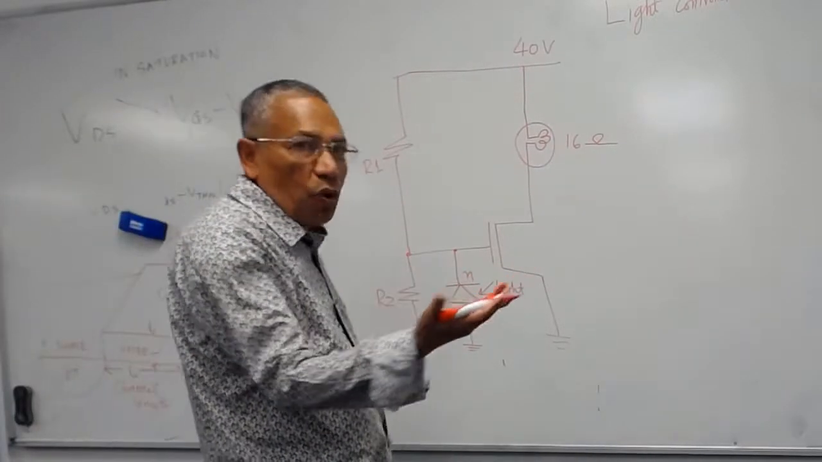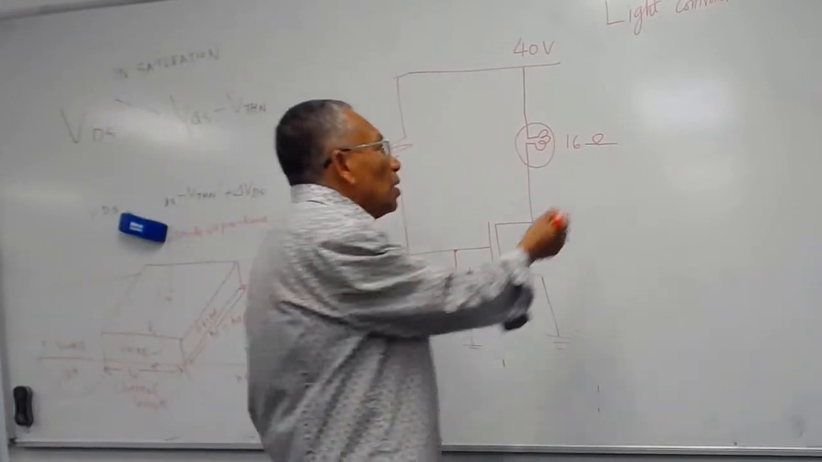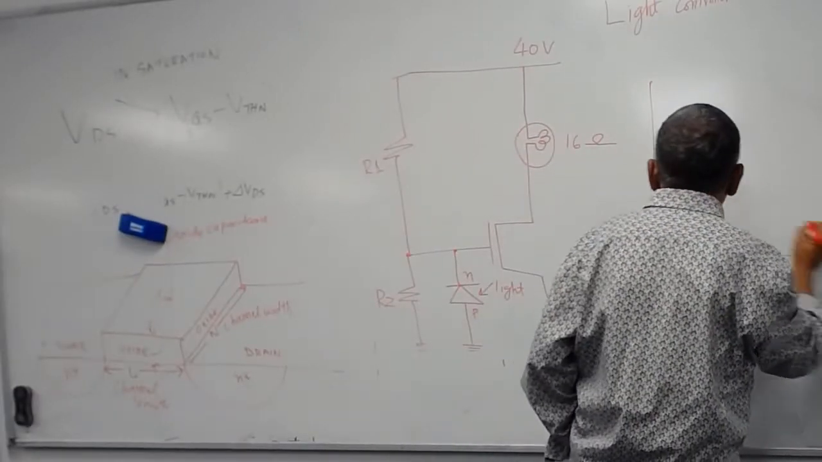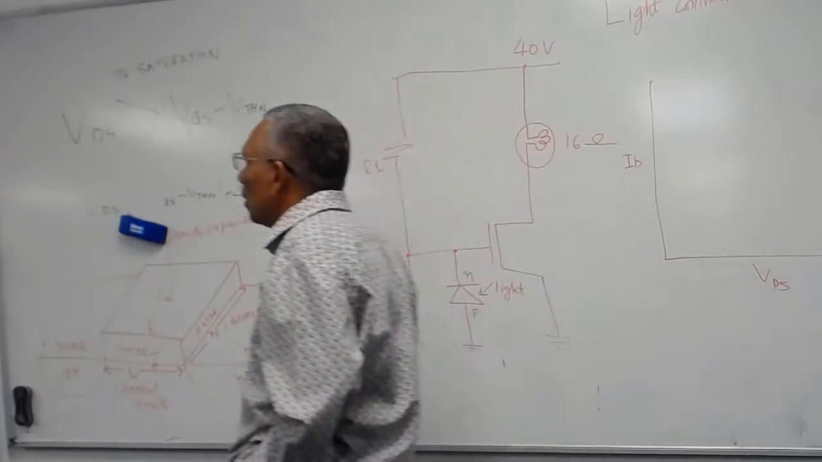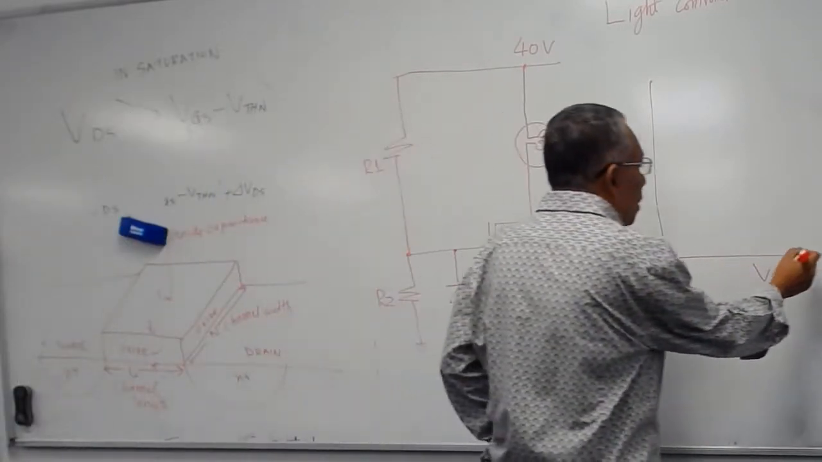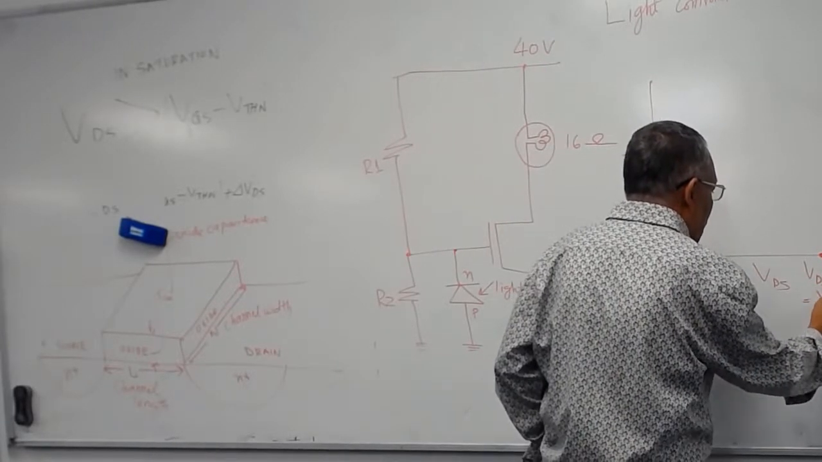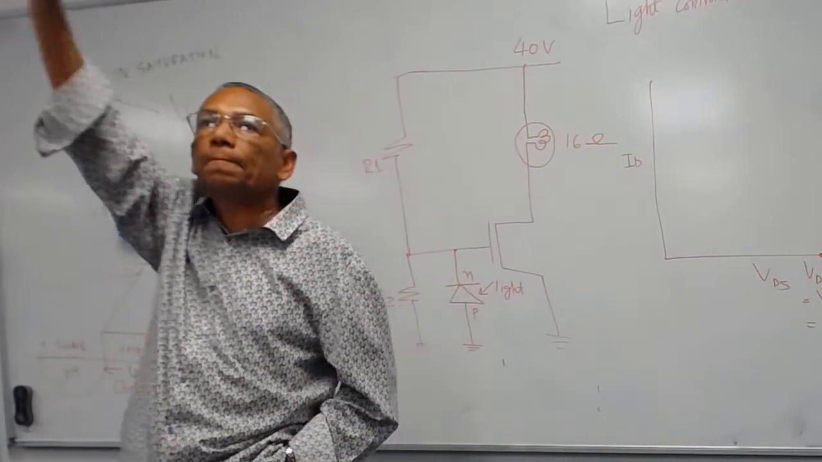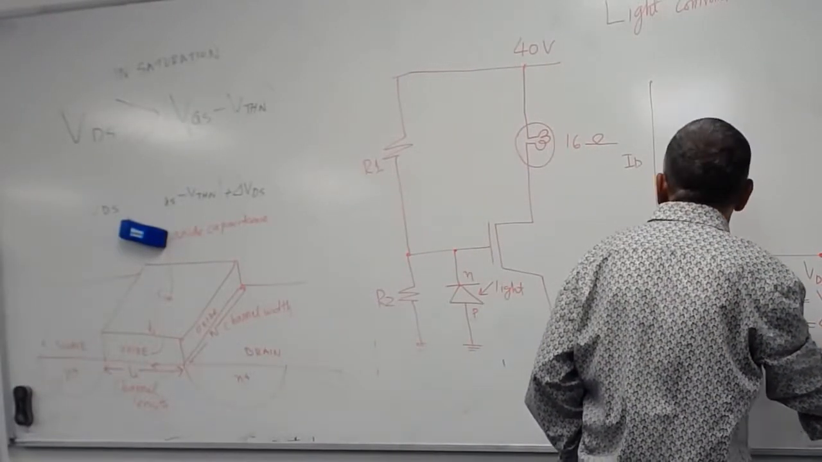So now you see, we can do a lot of things, a lot of ways. The easiest way is to first draw your extreme points and see what you can use. So you draw ID versus VDS. See, this is 40 volts here. Here, this point VDS max equal to VDD is how much? 40. Okay, so this is 40 volts.